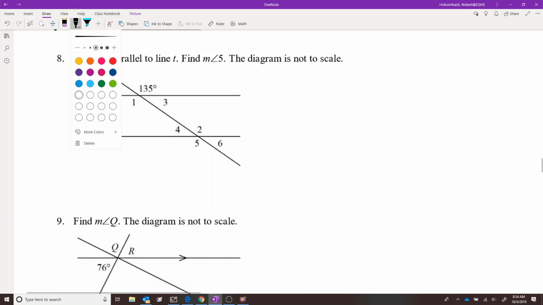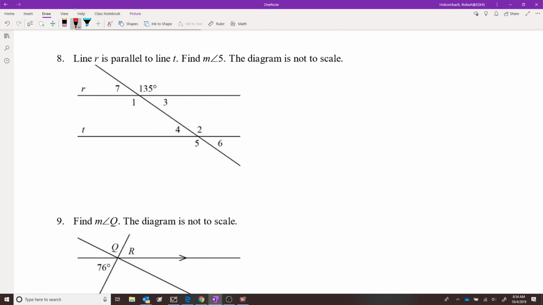All right, here we go. If R is parallel to T, so these two are parallel, find the measure of angle 5. The diagram is not to scale. All right, angle 5, you need this one right here. Now, you got your 135 right here and angle 5. Those are alternate exterior angles, and they're congruent. So this is 135.